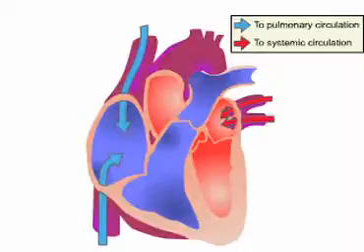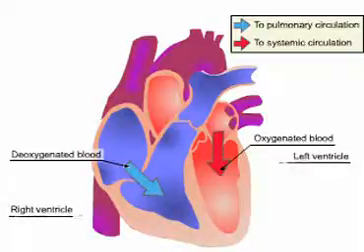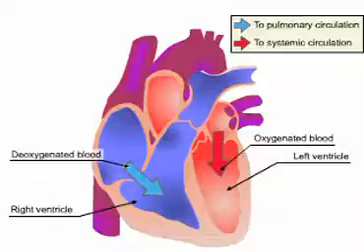The cardiac cycle continues when the atria contract, forcing blood into the relaxed ventricles. Valves prevent the backflow of blood from the ventricles to the atria.